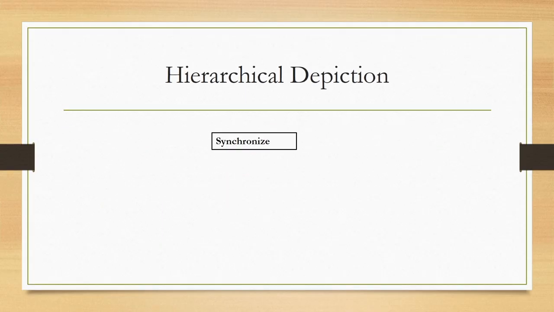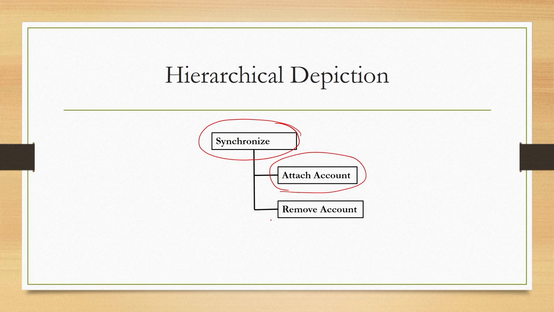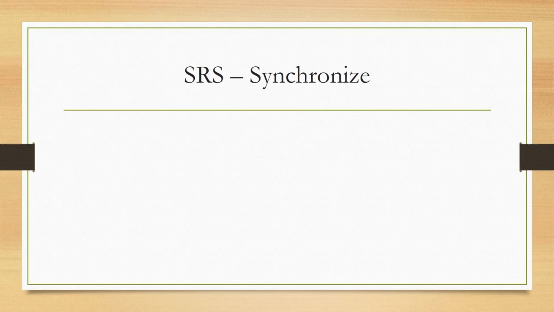So, we can create a hierarchy in a very simple manner. The top level function is synchronize, and under this come two sub functions, one is attach account and the second is remove account. So, the hierarchy can be created in a similar manner to the earlier hierarchy, and once this is created we go for creation of the specification document or the SRS part for these functions and sub functions. So, how should the SRS look for this top level as well as the sub functions?